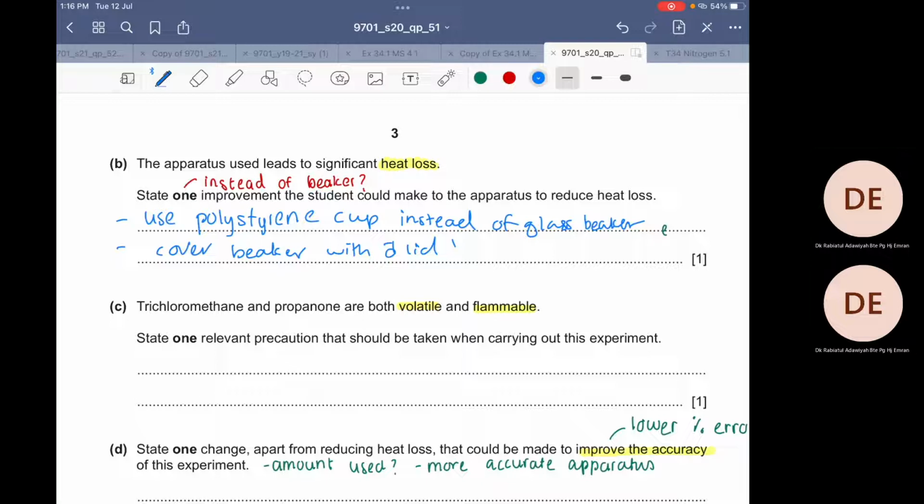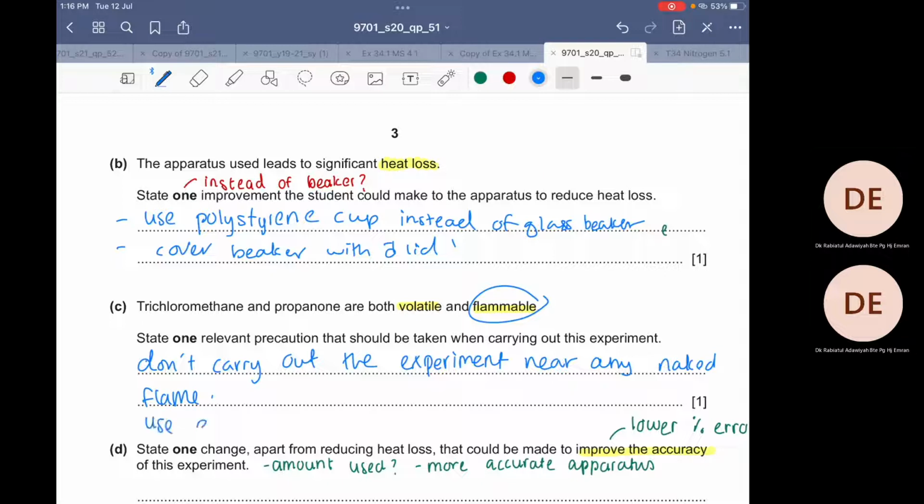Okay, trichloromethane and propanone are both volatile and flammable. State one relevant precaution that should be taken when carrying out this experiment. So if something is flammable, you do not want to bring it near an open flame, okay? So we do not carry out the experiment near any naked flame. Or if you don't want to use fire, you can use an electric heater.